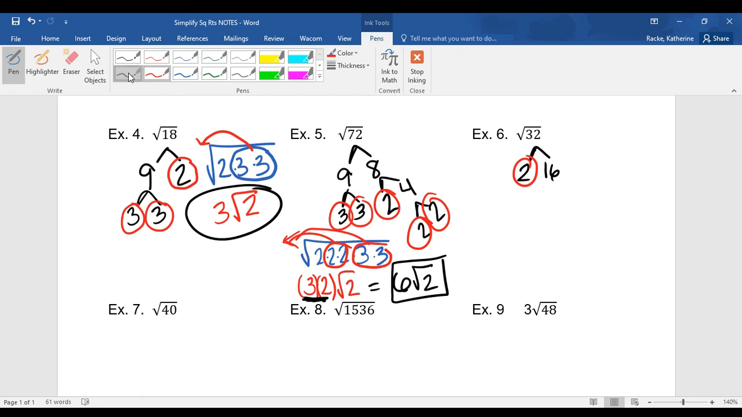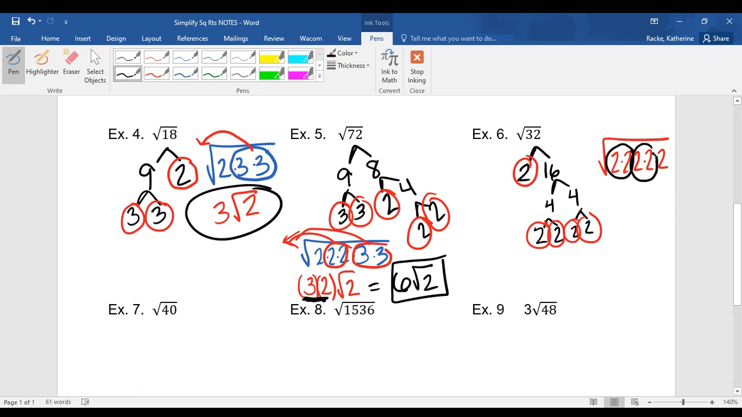But I'm going to go ahead and break it down like I've been breaking it down. 4 times 4 gives me 2 times 2 times 2 times 2. Okay, so all dead numbers here. I have 5 2s. Looking for groups of 2.